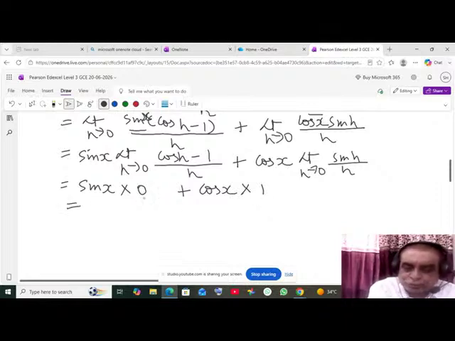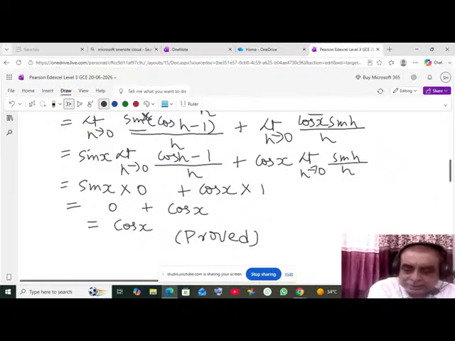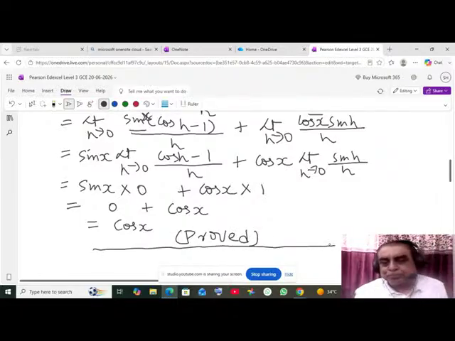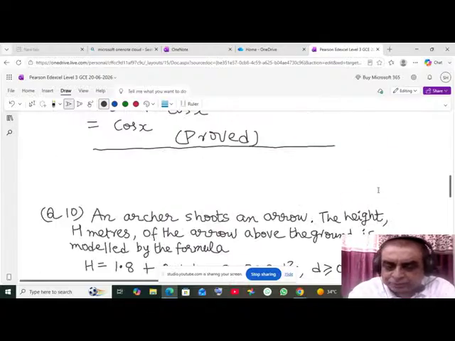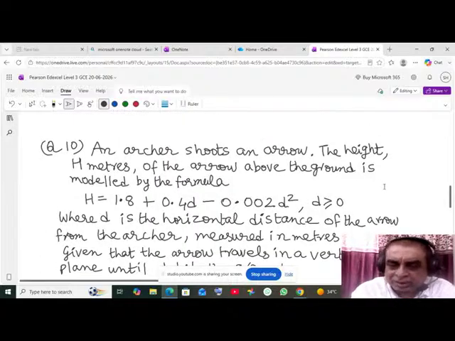So sine x times 0, 0 multiplied with any value is 0. And cos x multiplied with 1, 1 multiplied with any term, we get the same term back. So here it is cos x. So that was asked to prove: the derivative of sine x by first principle, you have to show the derivative of sine x is cos x. We have shown it. Now we are moving to the last question of today's class.